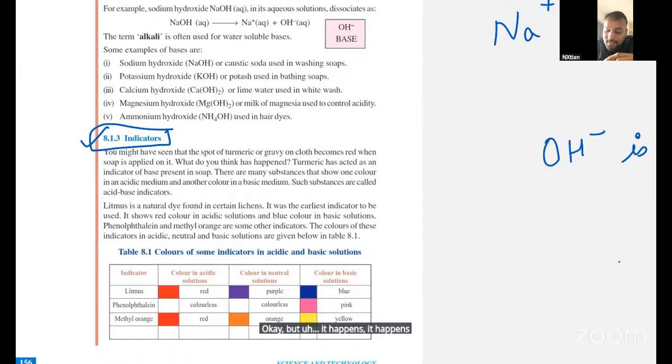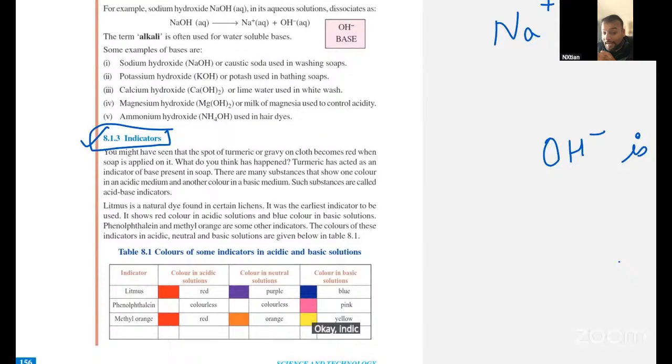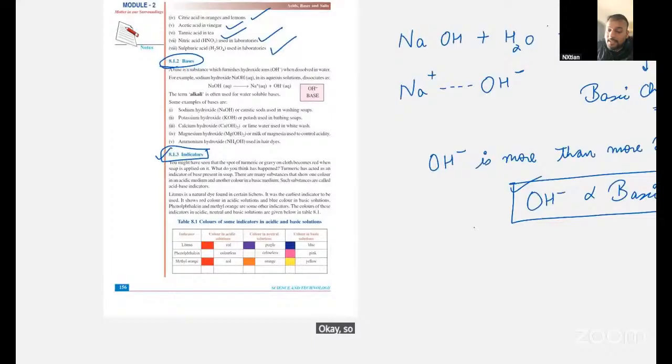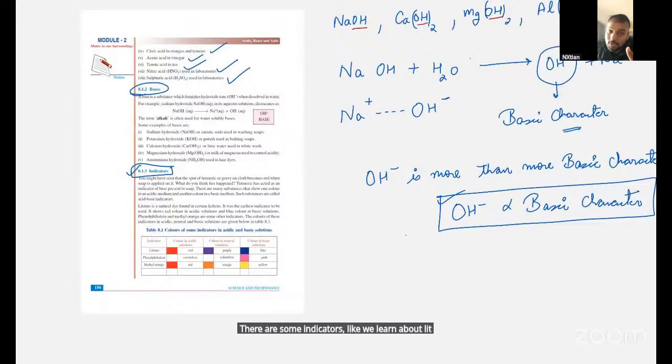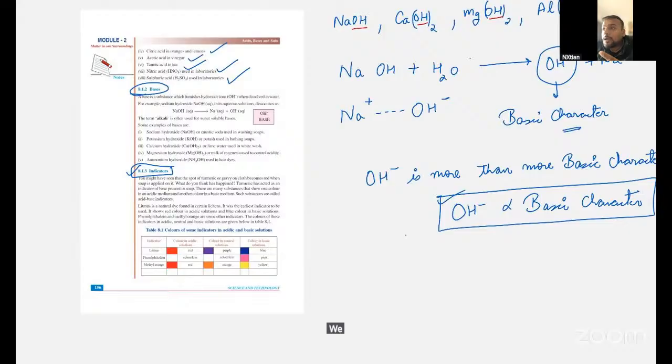Okay, so what was I trying to say? Indicator. An indicator indicates what is acid and what is base. Did you understand, guys? So in the case of acid and base, there are some indicators. Like we learned about litmus paper, that is also called an indicator. We also learned about turmeric.